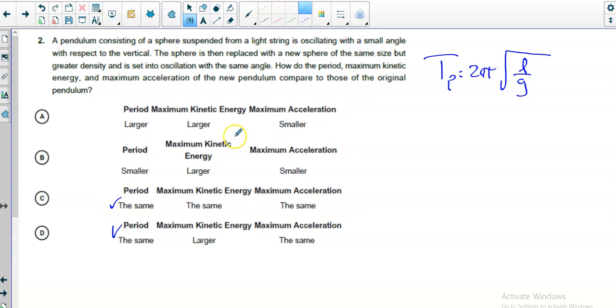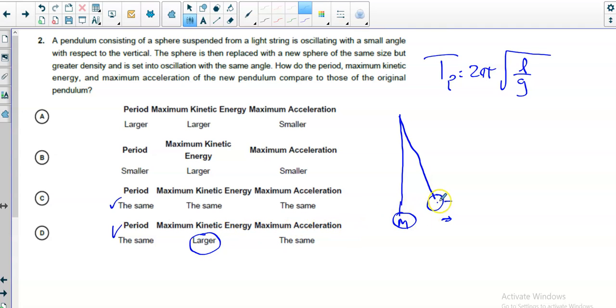Now, maximum kinetic energy, well, that depends. They pull it back the same angle, so it has the same height difference, but the mass is different. And both potential and kinetic energy depend on mass. So the total kinetic energy should be more at the bottom because it's got more mass. Just ask yourself, getting hit with it when it's a bowling ball as opposed to a tennis ball. There's definitely more energy involved in the bowling ball. So I would say larger kinetic energy.